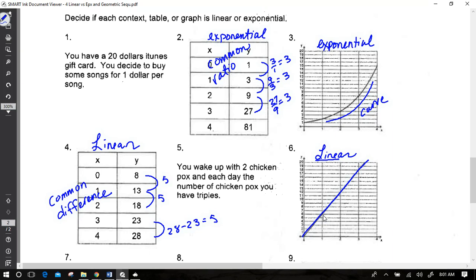All right, so number 1, you have $20 for iTunes on a gift card, and you decide to buy some songs for $1 per song. All right, so that's my keyword there. Now let's look at number 5 and see if we can find our keyword or phrase there. You wake up with 2 chicken pox, and each day the number of chicken pox that you have triples. Okay, so that's our key phrase for our number 5. Triples and then $1 per. So based on those phrases, which one do you think would be exponential and which one would be linear?